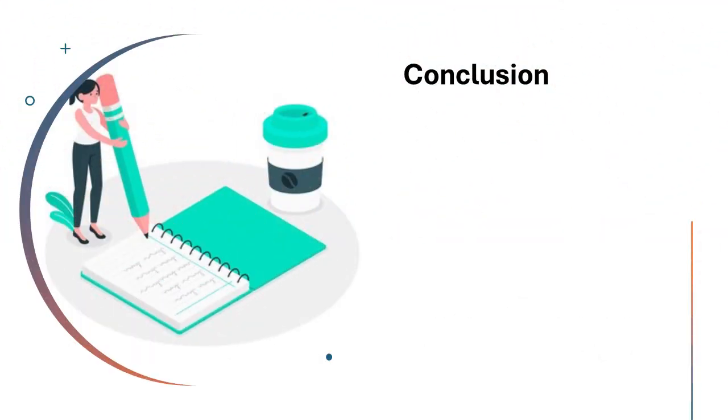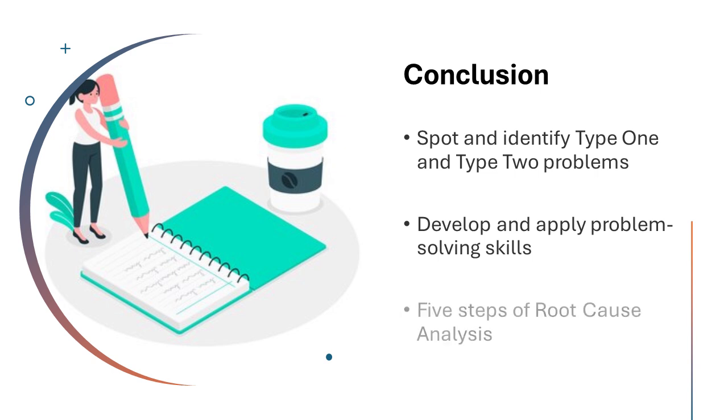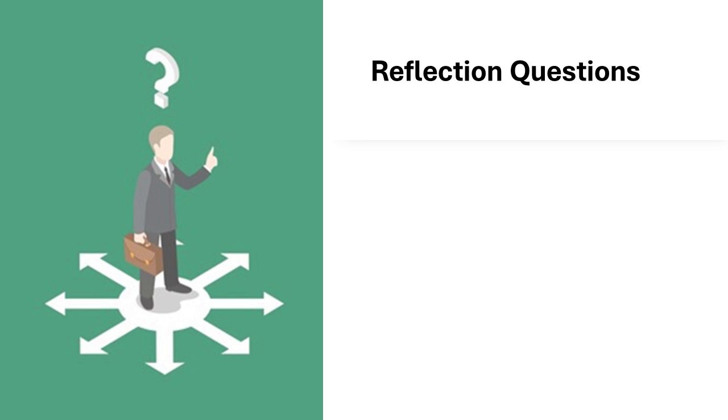Conclusion. You have now learned the steps of root cause analysis. We looked at how to spot a problem and identify it as Type 1 or Type 2. We reviewed various problem-solving skills and how to develop them, and we broke down the 5 steps of root cause analysis. Now take the time over the next few days and ask yourself the following questions.